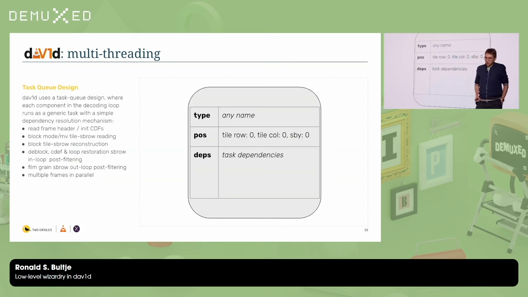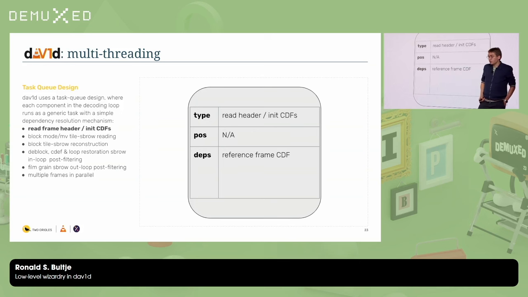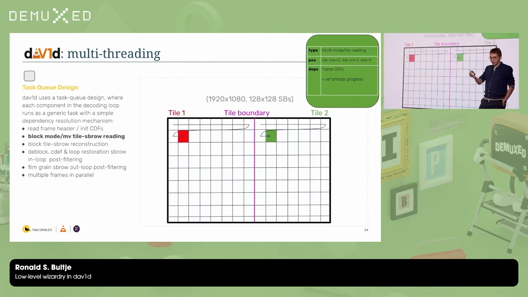So dav1d's multithreading is a task queue design. In a task queue design, you have different tasks. They have a type associated with them, and then a position and a set of dependencies. Examples of those tasks in dav1d are a frame header reading, which produces the entropy state, and a dependency here is the input entropy state of a reference frame. Then this entropy is used to do bitstream reading. Bitstream reading is done for multiple tiles at the same time.